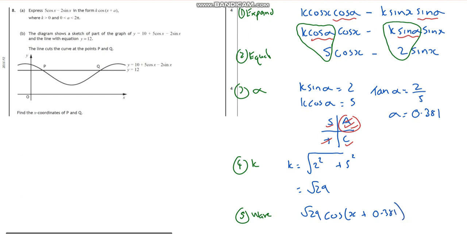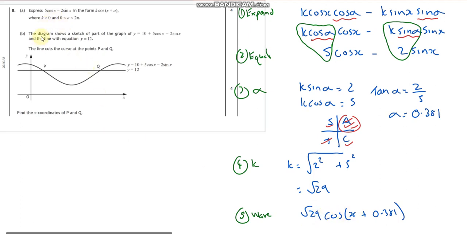So what this means is I can rewrite 5 cos waves taking away 2 sine waves as a single cos wave. We've discussed that in, I think it was video 1. I showed you that, but yeah, this is our combination of these two waves.